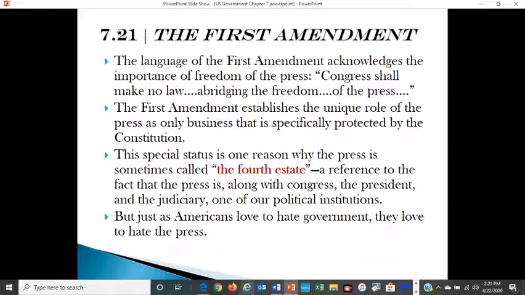Now, just as Americans love to hate government, they love to hate the press too. We see it in our society today. You know, people say they don't trust the press, they don't like the press. You've maybe seen on television some of the president's rallies where they would scream at CNN or MSNBC or reporters that were there and call them names and things like that. There's always been that love-hate relationship with Americans, with their government and with the press. So what we see today is not necessarily something new in relation to the press and whether they're fair and whether people love them or don't like them.